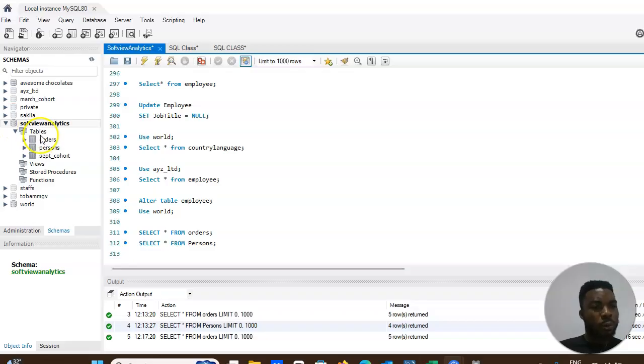Now, I'm going to be working with this database, SoftView Analytics. And as you can see, the database has three tables in it: the orders table, the persons table, and the sept cohort table. I want to work with the orders and the persons tables. So we are going to relate the two tables together and query both of them together as though they are one. That's what SQL join is about. It's about bringing two or more tables together and writing a query that is going to draw out data from the two of them at once.